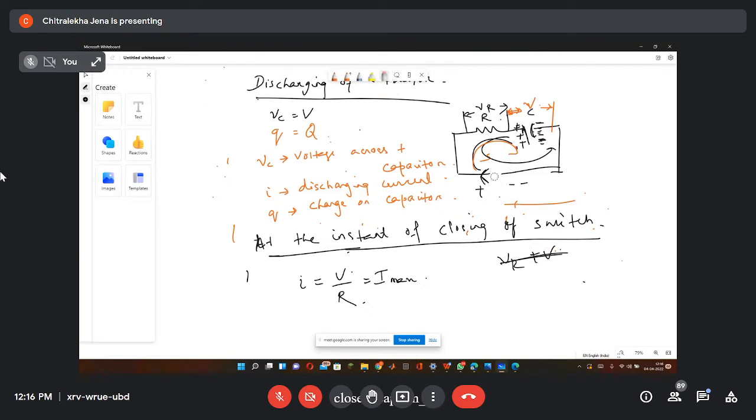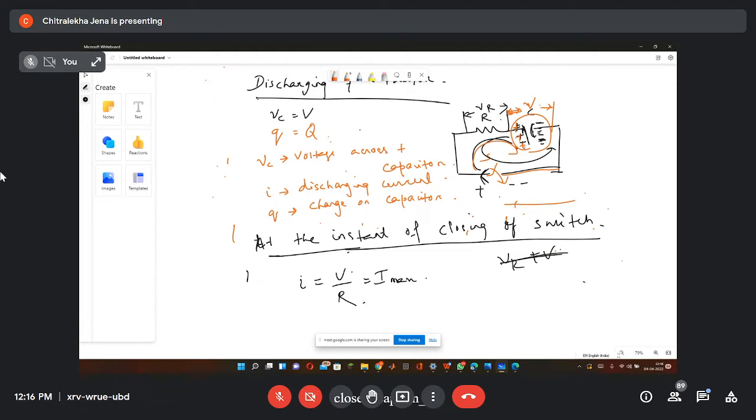Now while discharging, what will happen? I am disconnecting the voltage source, and I am just connecting a switch here. I will close the switch. So this will act as a voltage source, right? This will act as a voltage source because no other source is there. So now the current will start from where? It will start from this positive end. Got it or not?